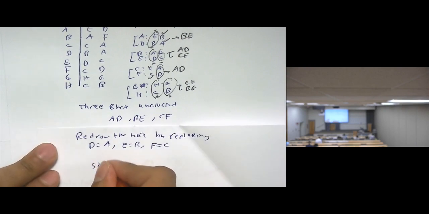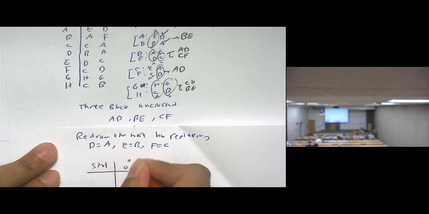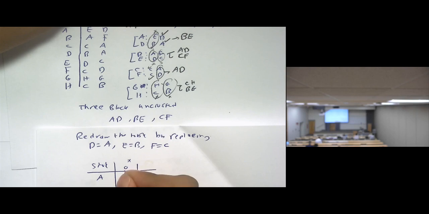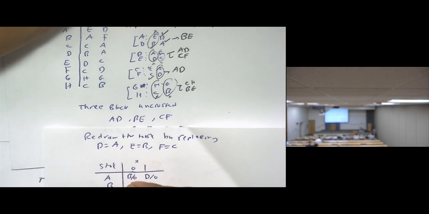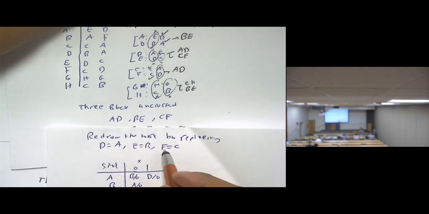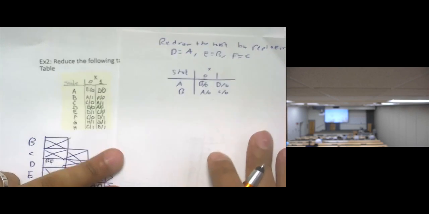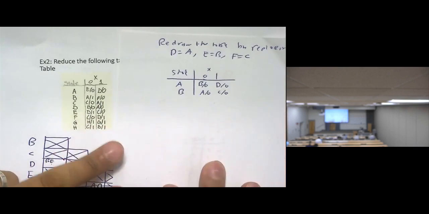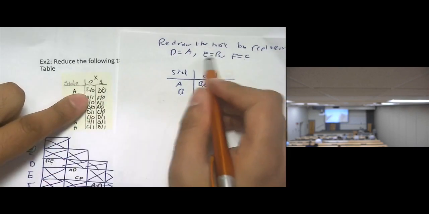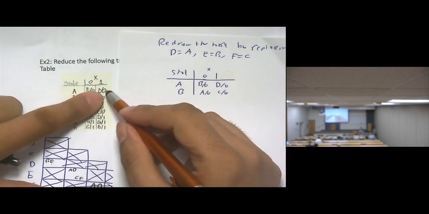Here is state, here is x, 0, 1. So we have state A, then it's equivalent to E. So we will replace E by B, B over 0, and D is left, D over 0. Then state B, B equal to A over 0. Then F equal to C, so C over 0. Okay? I'm trying to rewrite this. So here is E. We said E replaced by B. That's why B over 0.